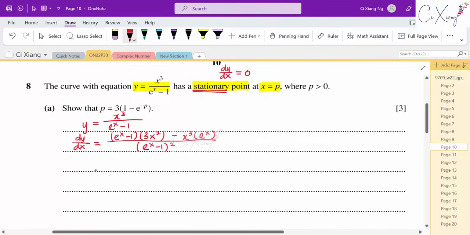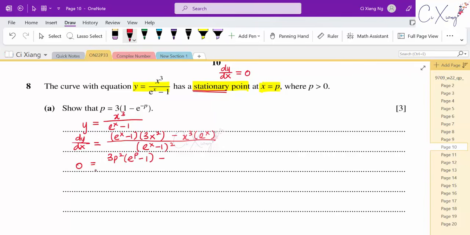Next I will let dy/dx equal to 0. When I let dy/dx equal to 0, it already tells us that the coordinate is actually the p. Therefore, I will change all the x to p. That means when x equals to p, dy/dx is equal to 0. If I move the denominator up, I will have only the numerator on top.